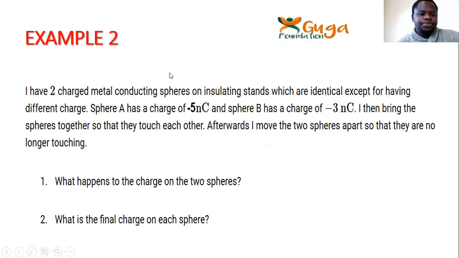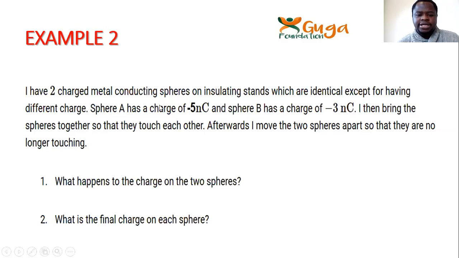So now let's look at example number 2. Two charged metal conducting spheres on insulating stands are identical except having different charge. Sphere A has a charge of -5 nanocoulomb and sphere B has a charge of -3 nanocoulomb. I then bring the spheres together so that they touch each other. Afterwards, I move the two spheres apart so that they are no longer touching.